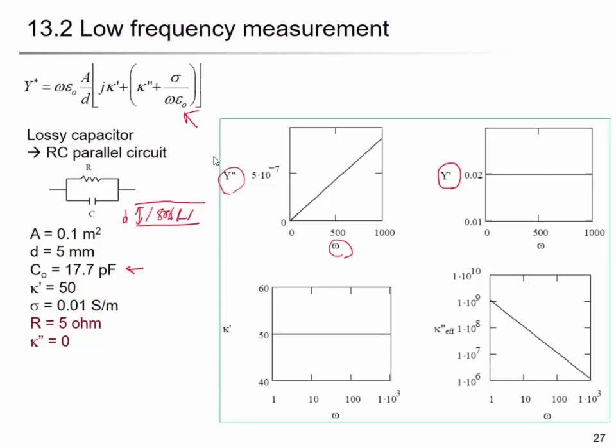And as you see, as the frequency increases, the imaginary component of the admittance increases, but the real value stays constant, and the permittivity also stays constant, but the effective imaginary permittivity decreases with omega. Why? Because the effective is defined as kappa double prime plus sigma over omega epsilon naught. As omega increases, this component is zero, so only this component will decrease, so that you have a decreasing effective imaginary permittivity. Okay? So this is just the ohmic loss in this case.